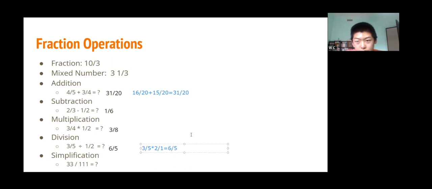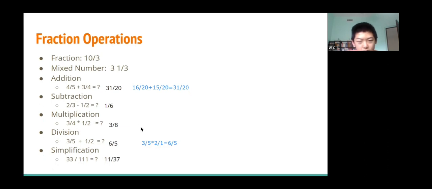In simplification, you can simplify a number by dividing both the top and bottom by the same thing. In this case, you divide by 3 and you get 11 over 37.